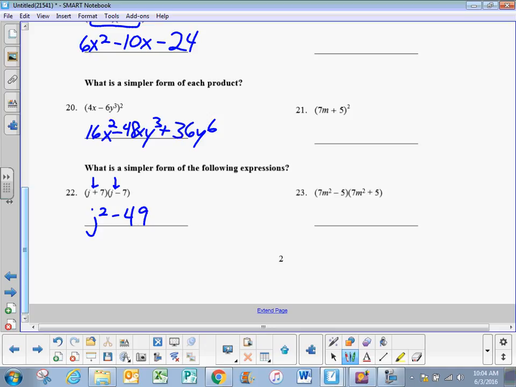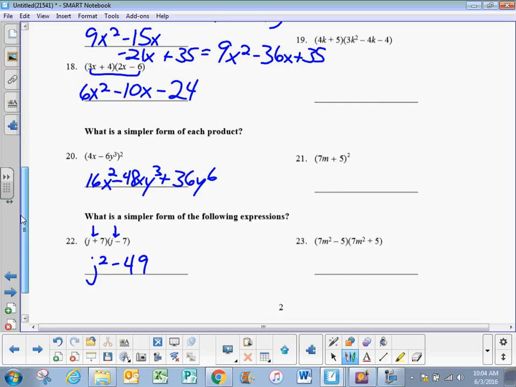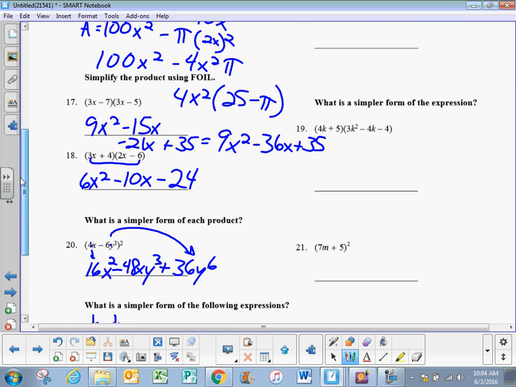The middle terms will cancel out on that one. I forget what you do. Oh, you just... what's the rule? It's the first one squared, the last one squared, and then this times 2. Or you can just FOIL it out.